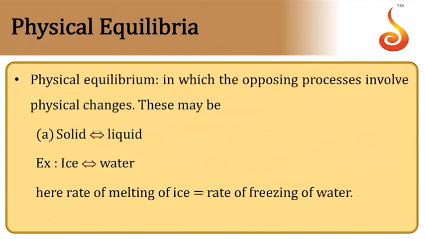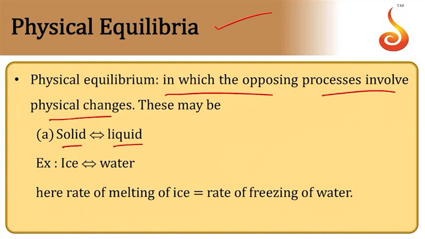Then come the types of equilibria. We have different types of equilibrium. The first one is called physical equilibrium. In physical equilibria, the equilibrium exists between the physical states of the components, that is, the opposing processes involve only physical changes.